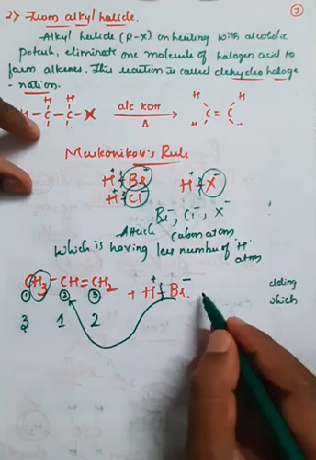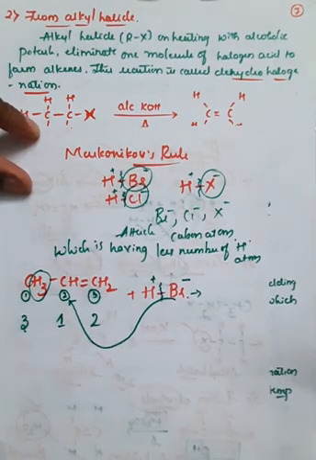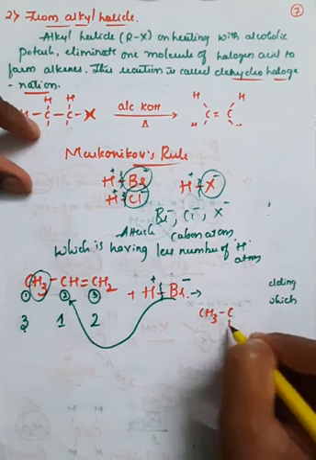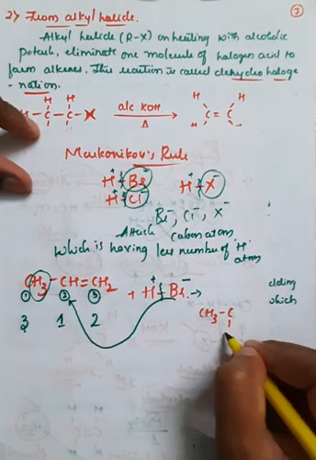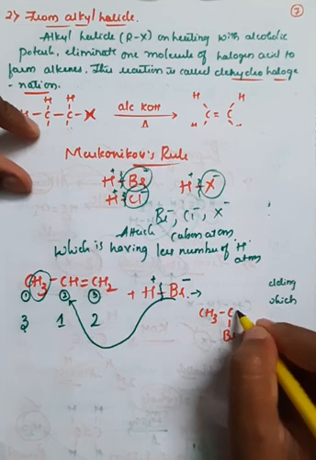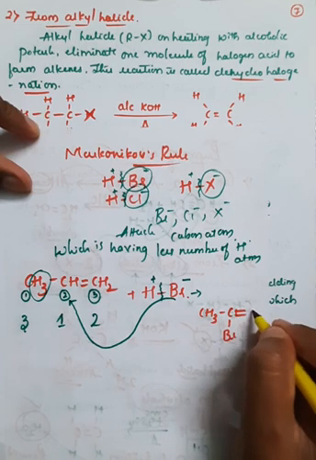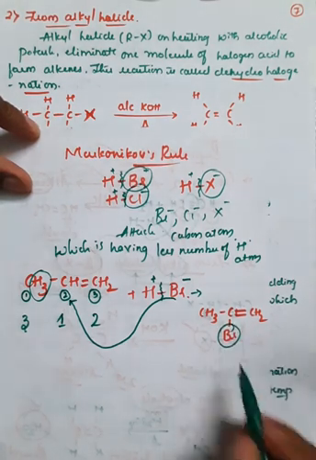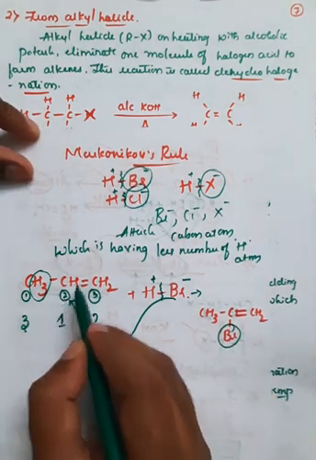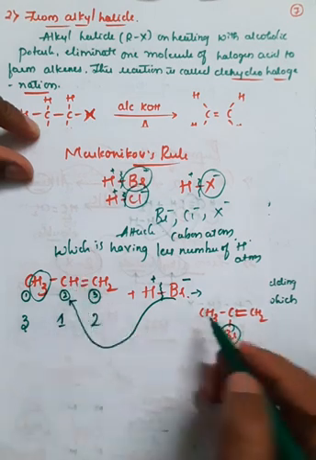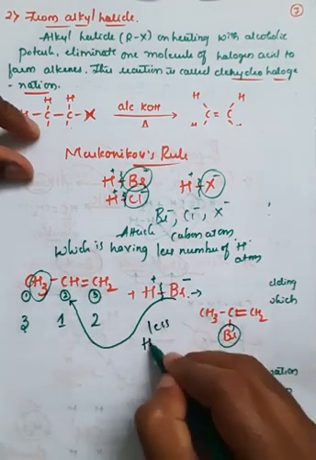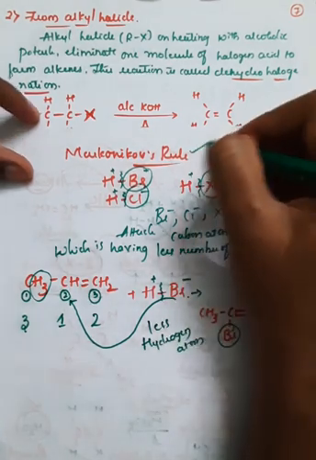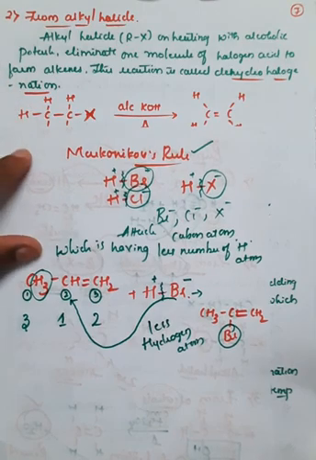Therefore, if you write the product, it becomes CH3, carbon bonded with bromine, CH, and the double bond converts into a single bond. This product can be expected, right? Bromine will attack the second carbon because it has fewer hydrogen atoms. Remember this one. This is called Markovnikov's rule. The same thing I have explained here.